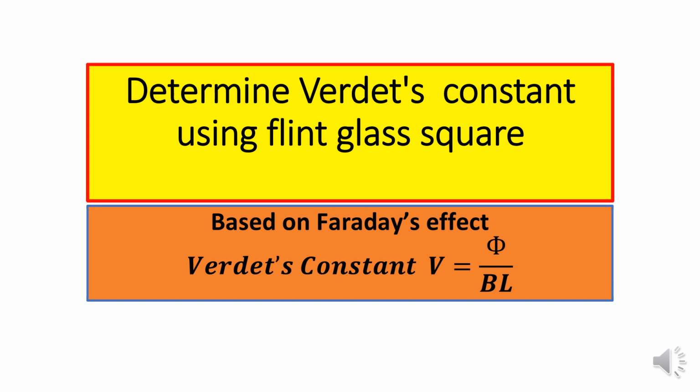Determine the Verdet constant using a flint glass square. This is based on the Faraday effect, and the formula for the Verdet constant is V equals phi by BL. Phi, B, and L I will explain later on.